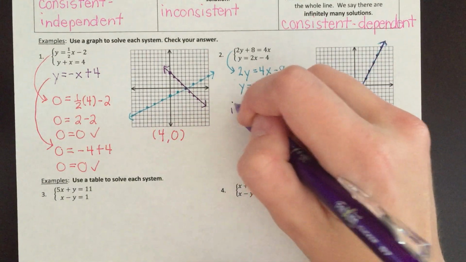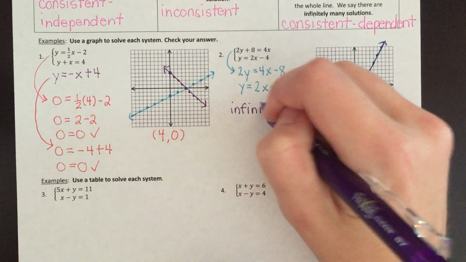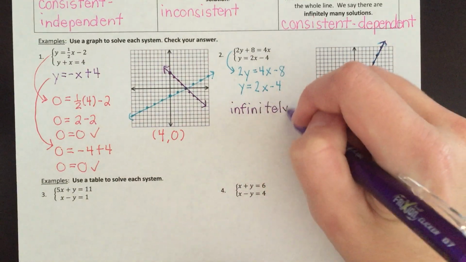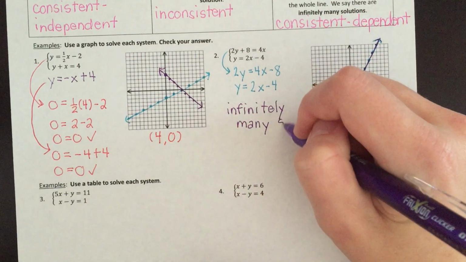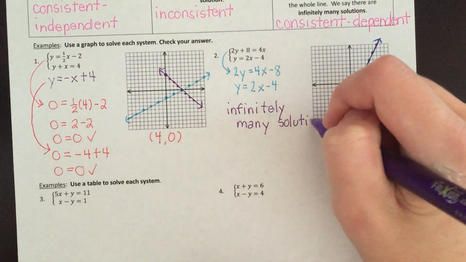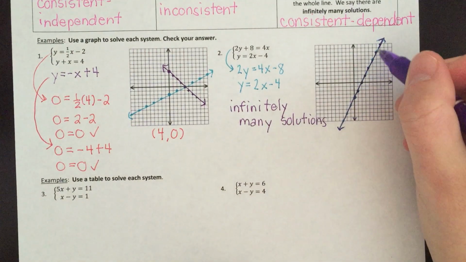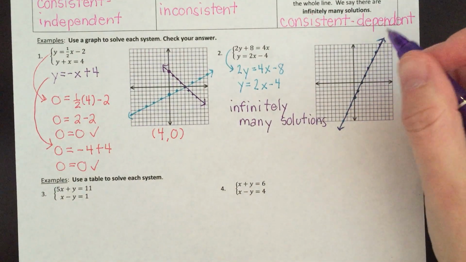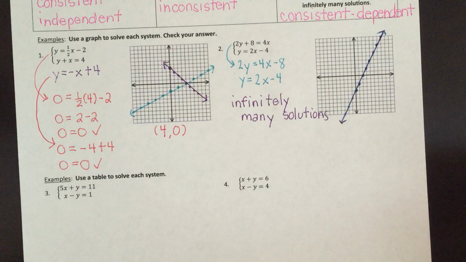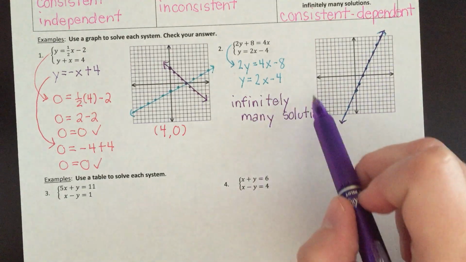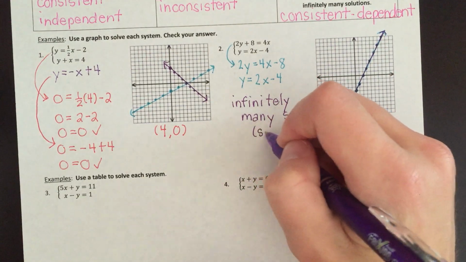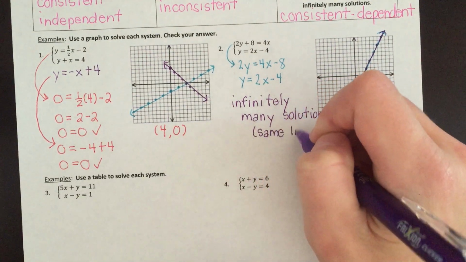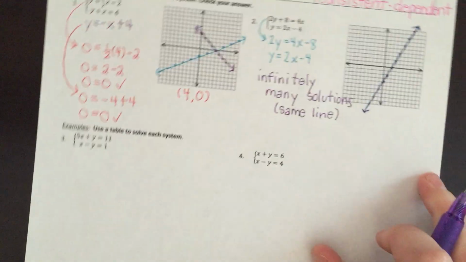So my solution is infinitely many solutions. I can pick any of these points here, and any one of these points, if I plug it back into any equation, will work out for both. So your answer for this would be infinitely many solutions. If you want to put in parentheses, same line, that would be great.